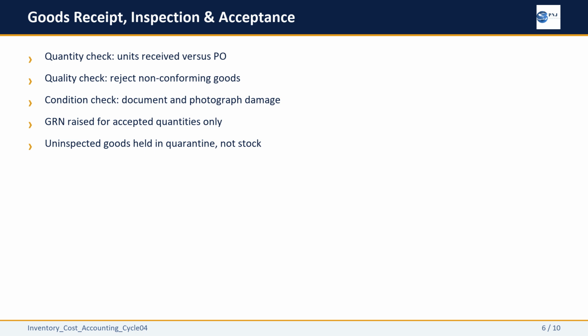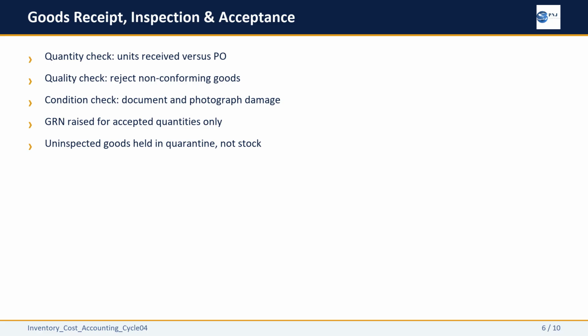Here's why this matters for accounting. The GRN is also the trigger to record the inventory asset at landed cost, and partial receipts are recorded at the prorated unit cost. Goods not yet inspected sit in quarantine, not in usable stock, and rejected items are not recorded until an acceptable replacement arrives.